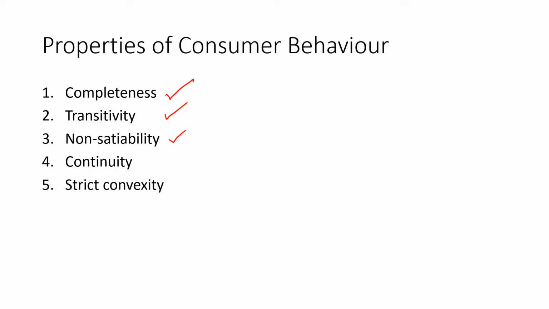Then there is the property of continuity, and by this we mean that once the consumer decides that he prefers one bundle to another bundle, he continues that decision and it is not changed with slight changes in the baskets. And then finally we have the property of strict convexity, which basically identifies how an individual prefers averages to extremes. So let us discuss all of these 5 properties in detail, one by one, so that we can understand them properly.